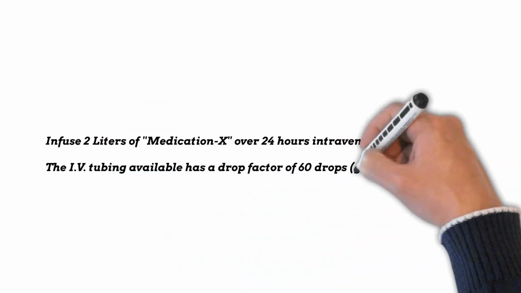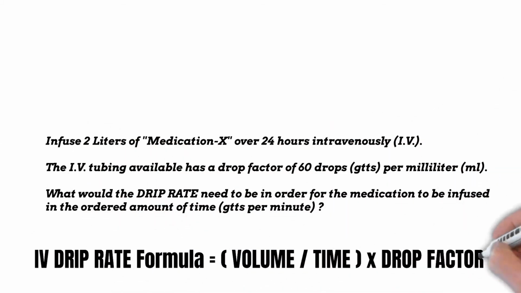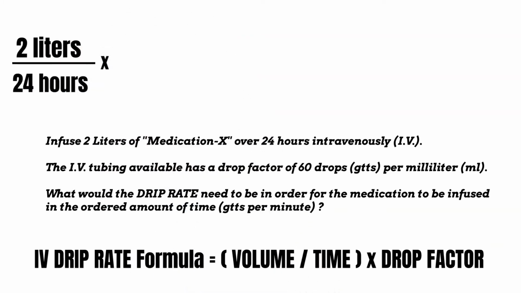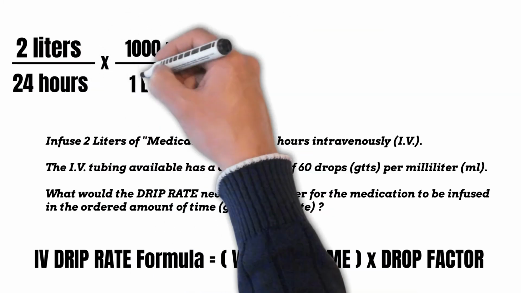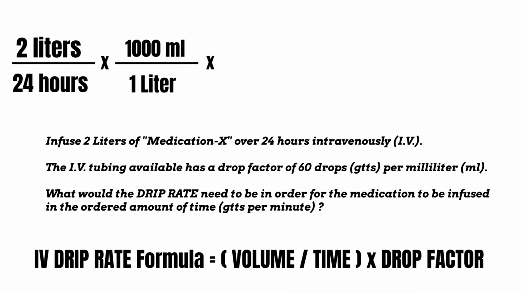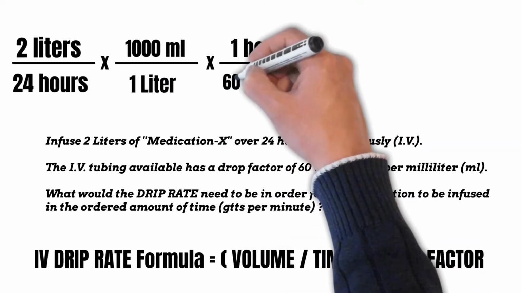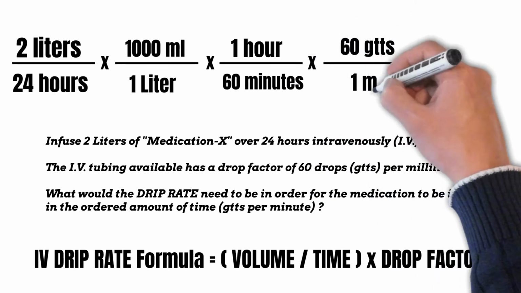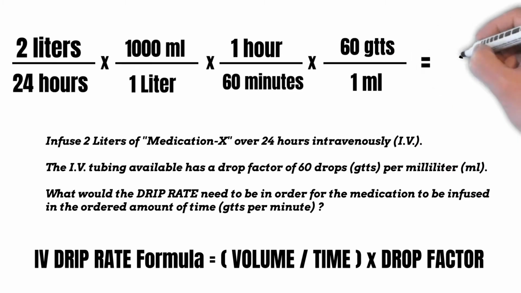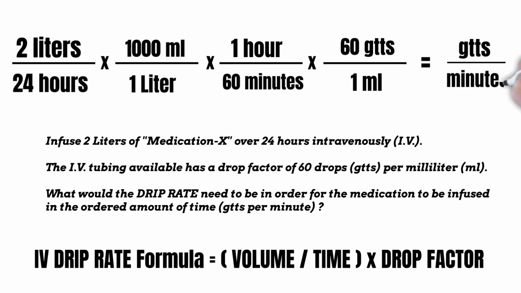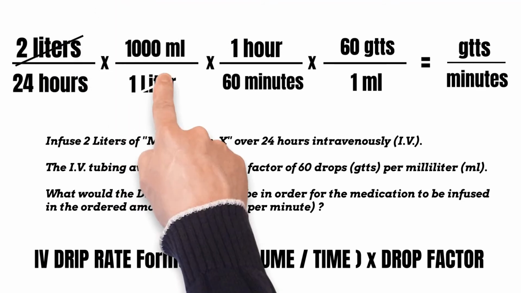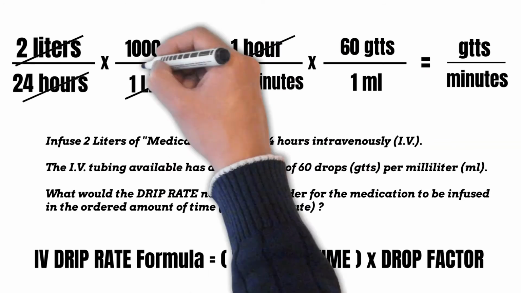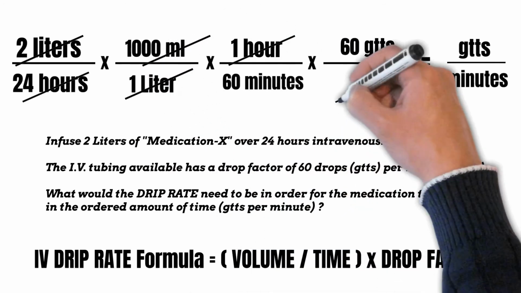Here's the question, the formula, and we're going to take 2 liters, divide that by 24 hours, multiplied by 1,000 milliliters over 1 liter, a conversion, multiplied by 1 hour over 60 minutes, another conversion, multiplied by 60 drops per 1 milliliter, equals the drops per minute. We're going to cancel out the liters, we're going to cancel out the hours, we're going to cancel out the milliliters. That's going to leave us drops over minutes.